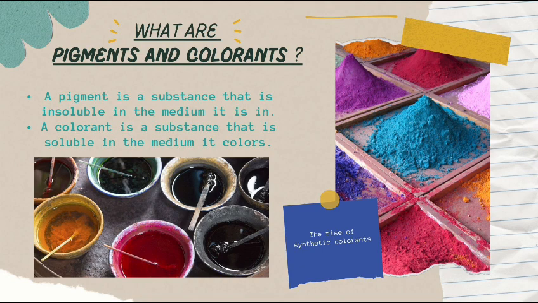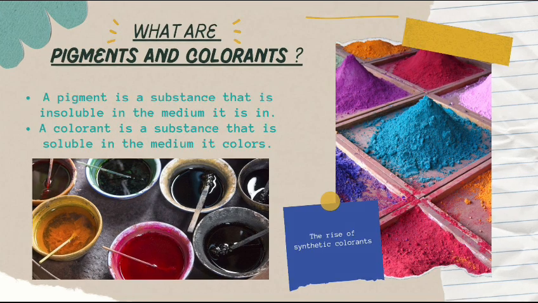A pigment is a substance that is insoluble in the medium it is in. This means it stays suspended in a liquid or dispersed in a solid. On the other hand, a colorant is a substance that is soluble in the medium it colors. So while pigments are solid particles that give color by sitting in a substance like paint, colorants dissolve and spread throughout the substance like dyes in fabrics.